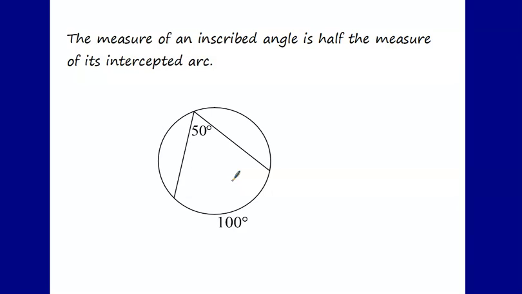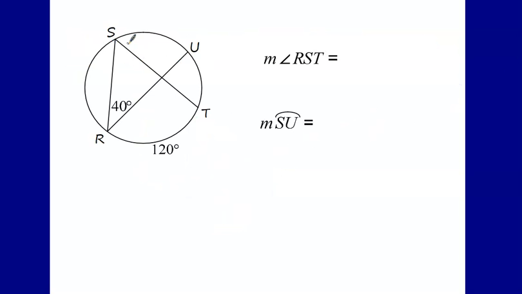The measure of an inscribed angle is half of the measure of the intercepted arc. So if my angle is 50 degrees, that means the arc measure is 100 degrees, or vice versa. So here, if angle SRU is 40 degrees, that means that arc SU would be double that. It's going to be 80 degrees.